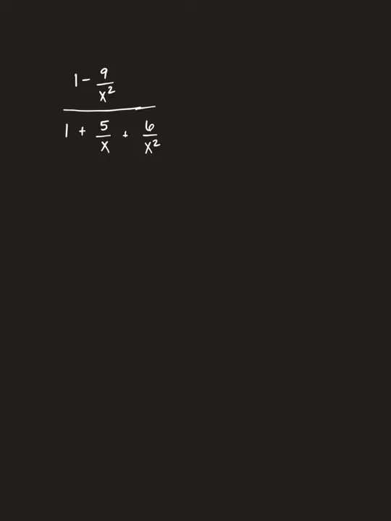Okay, in simplifying this complex fraction, I'm going to be dealing exclusively with the numerator, and then once I've gotten that to a single fraction, I'll come back and work exclusively with the denominator. So I'm going to rewrite my 1 as 1 over 1, any whole number as over 1, and then think about what's my least common denominator.